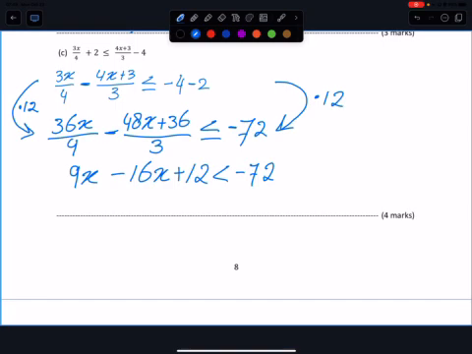Next step, place all the like terms together. Negative 9x subtract 16x. You get, is it 11?